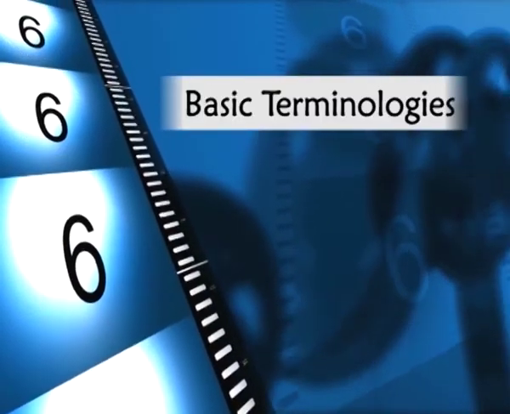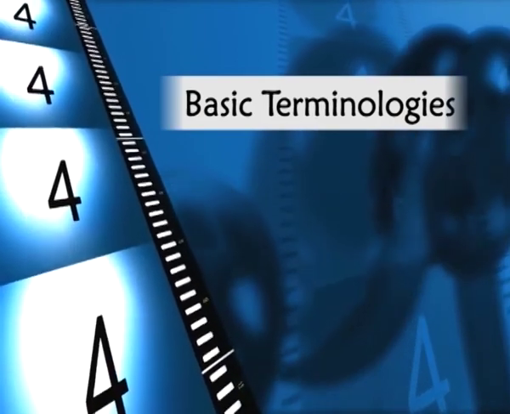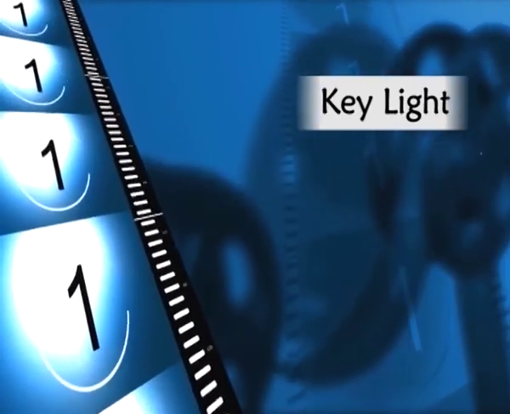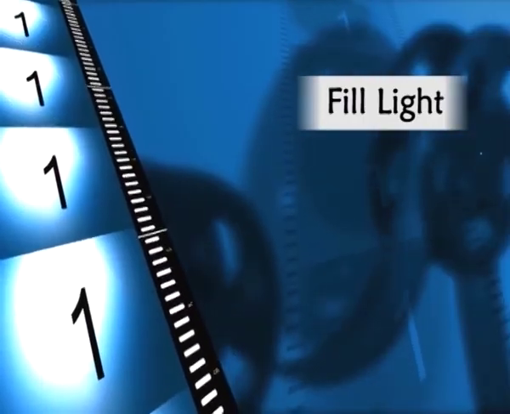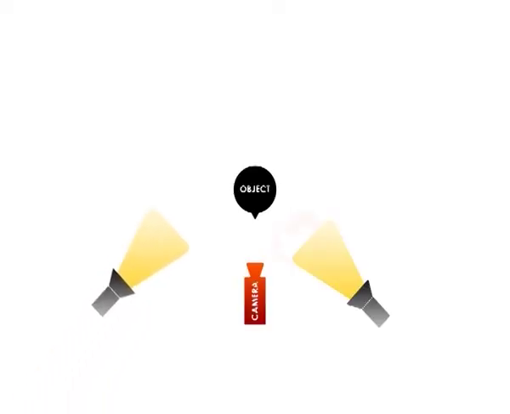Now students, let's have a look at some basic lighting terminologies. First, key light. The dominant light on people or objects, the main light on the scene. Fill light. Light that fills in the shadows lit by the key light. Fill lighting is sometimes described in terms of key or fill ratio.